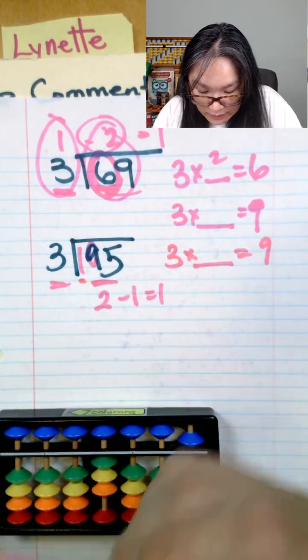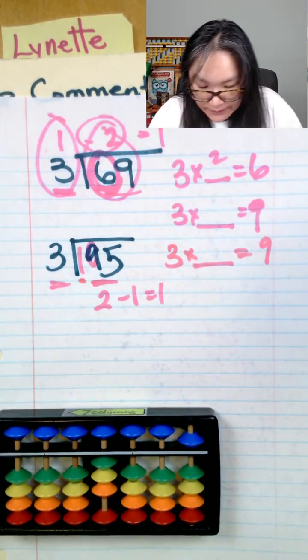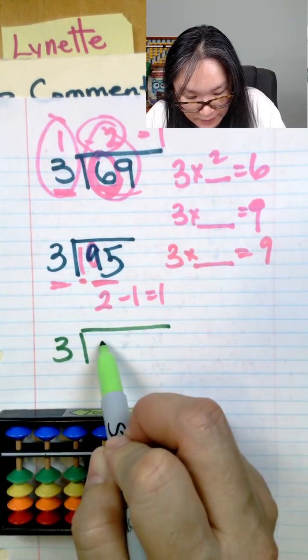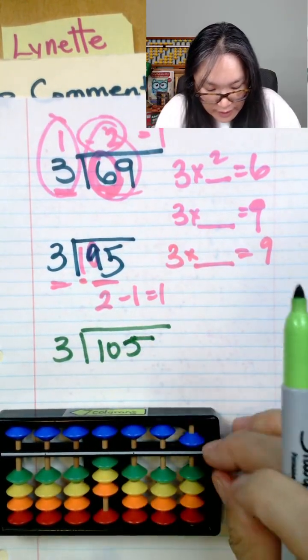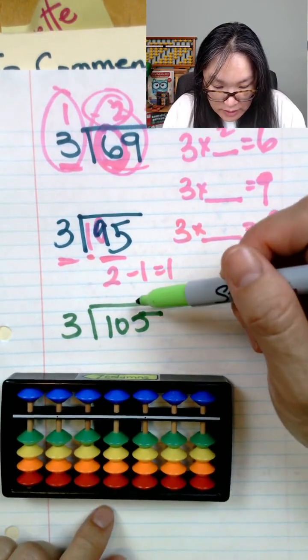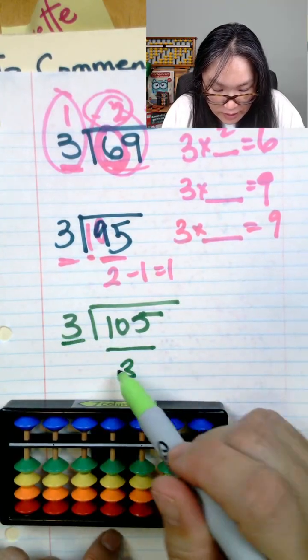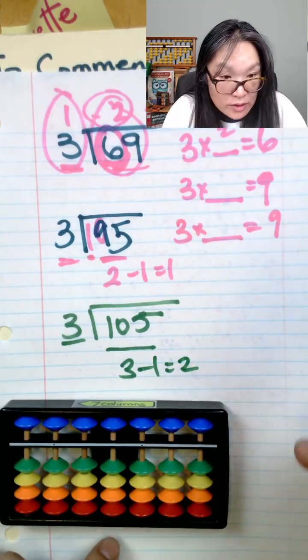So let me rewrite that to a different color. Let me see. Let's do this one. 3105, right? So again, we're going to find our starting point. Our starting point is what? We have 3 digits here. We have 1 digit here. So 3 take away 1 is equal to 2.